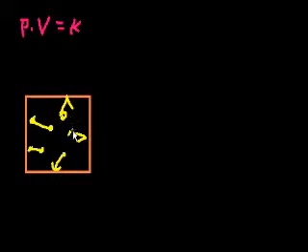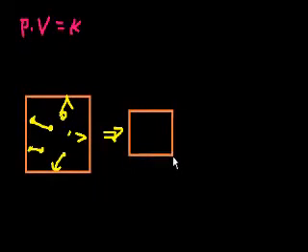Now, what happens if I were able to squeeze the box? So if I were able to decrease the volume of the box. Let's say I just take that same box, the same number of molecules in it, but I make the volume of the box smaller. What's going to happen? Well, I have the very same number of molecules in there, and they have the same kinetic energy. And so on average, they're moving with the same velocities.